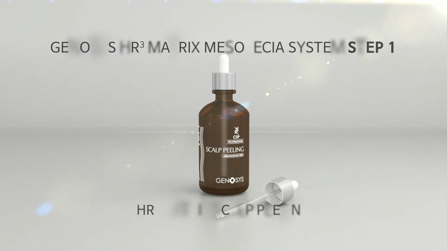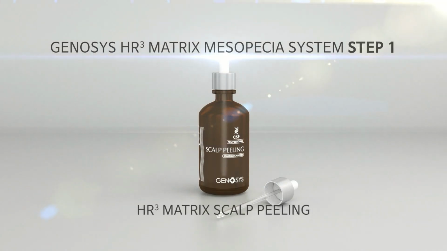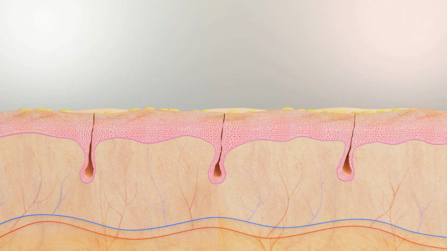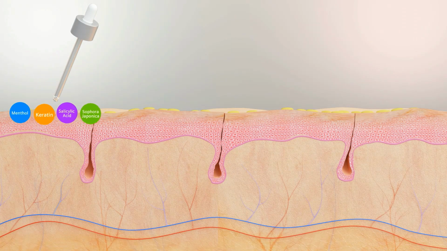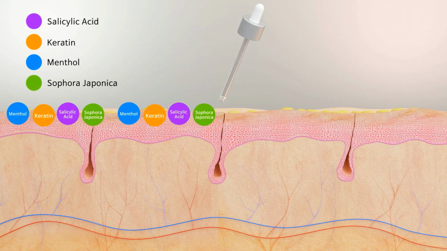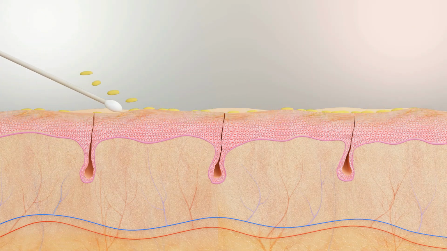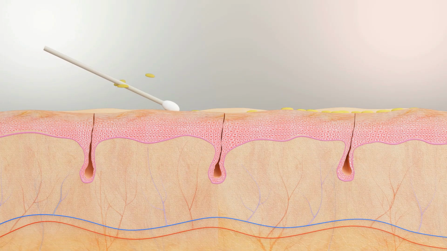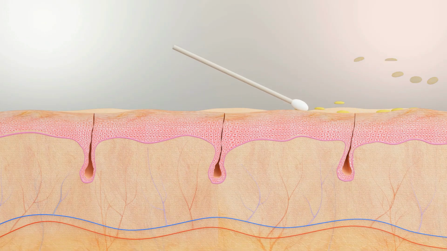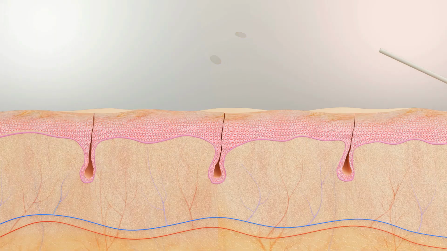The first step of the Genesis HR3 Matrix Mesopecia System is HR3 Matrix Scalp Peeling. HR3 Matrix Scalp Peeling cools down the scalp heat, which may cause hair loss, and provides nutrients to the scalp. It also gives a deep cleansing effect for the scalp. It removes dead skin cells, sebum, and dirt, making the scalp clean, refreshed, and prepared for the main treatment.